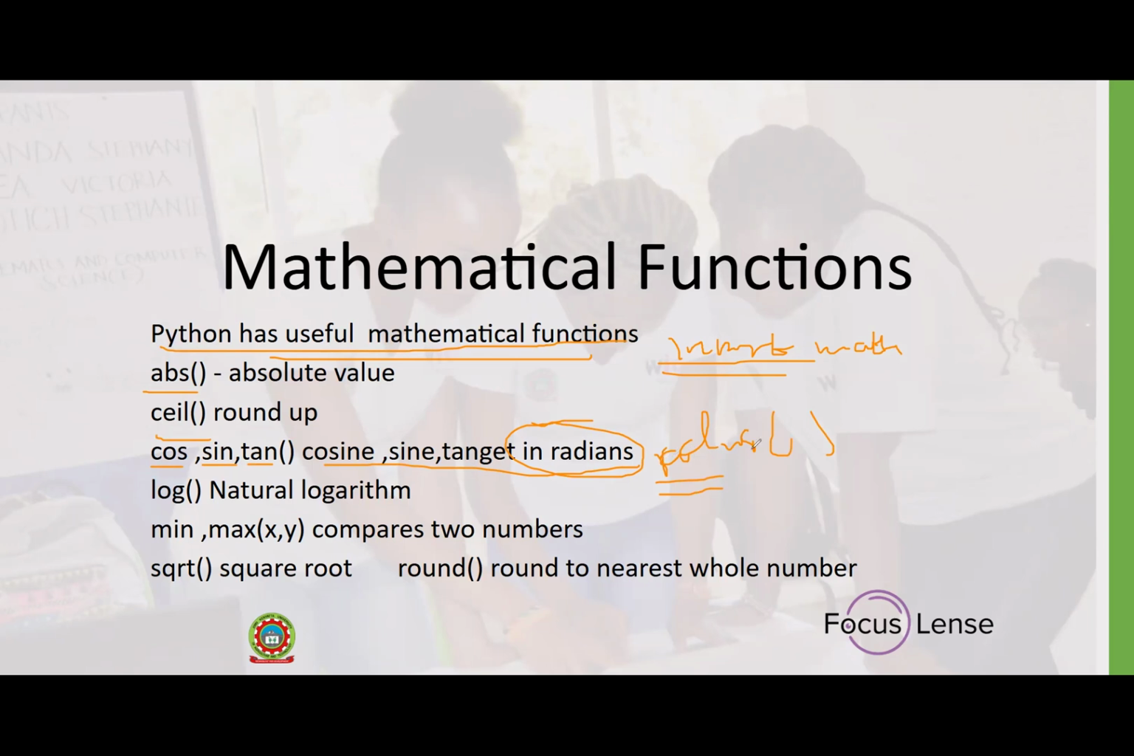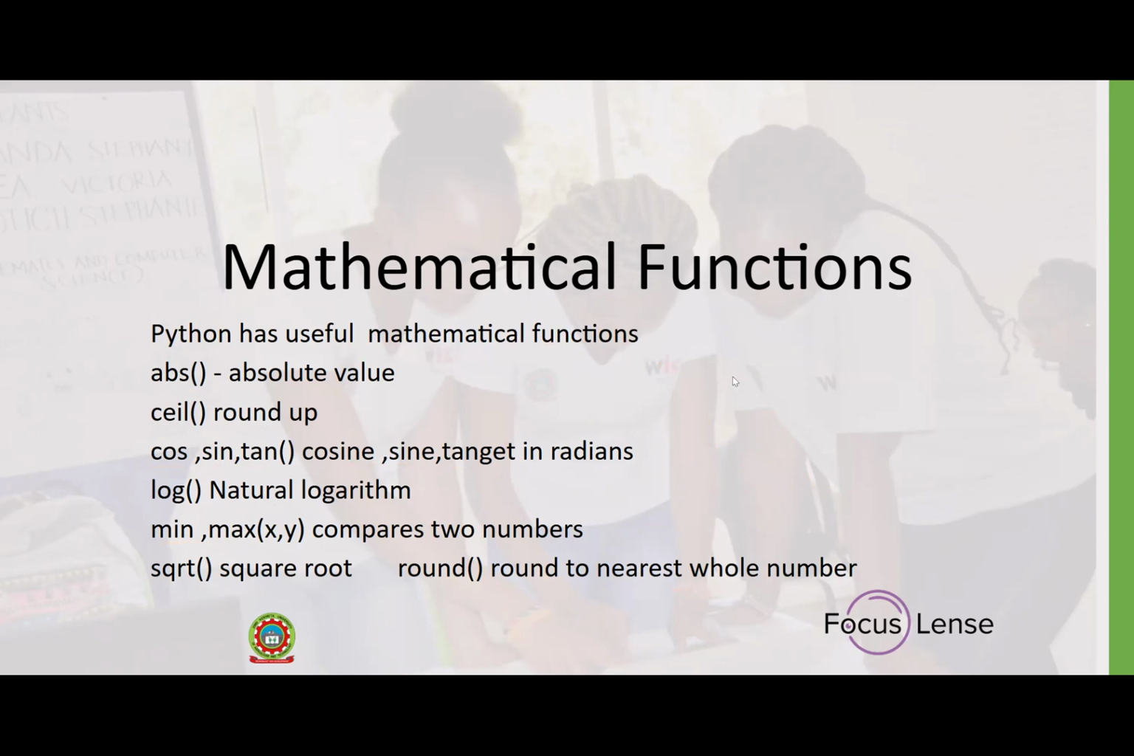If you put radians in bracket, you will convert that angle into radians. And the opposite of radians is degrees. If you put degrees, then it will convert that angle from radians to degrees. Okay? Then square root, minimum, maximum. Like if you put maximum 2, 3, then it will find out what is the maximum between 2 and 3, and it will tell you that 3 is the maximum. Square root, rounding off to the nearest whole number. Okay. We looked at that.